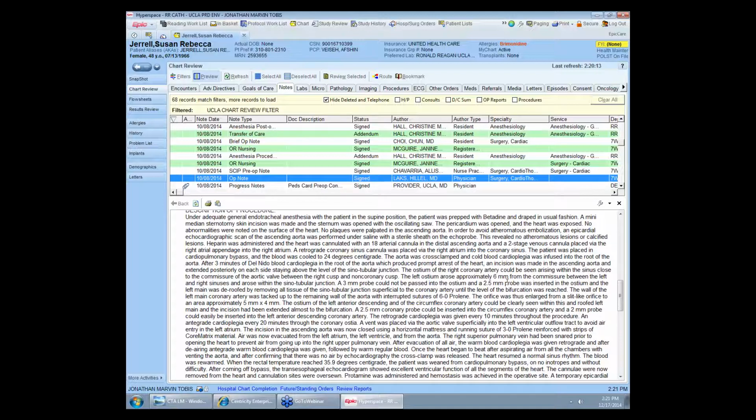The ostium of the LAD and of the circumflex could be clearly seen within this de-roofed left main, and the incision had been extended almost to the bifurcation. And then they put probes down each one. So that's interesting that he actually saw it as a slit.